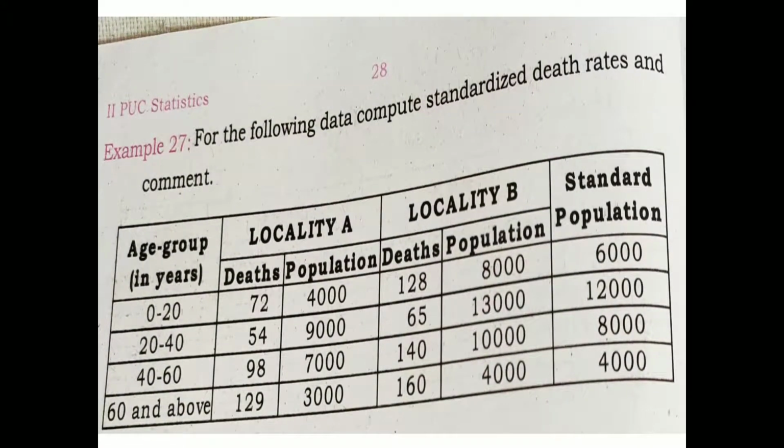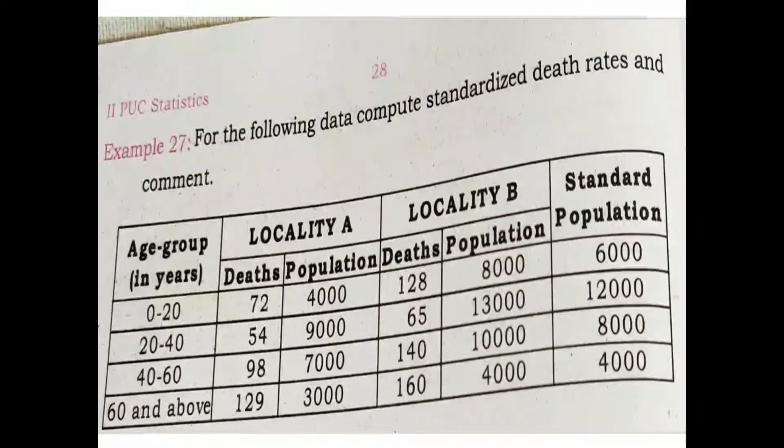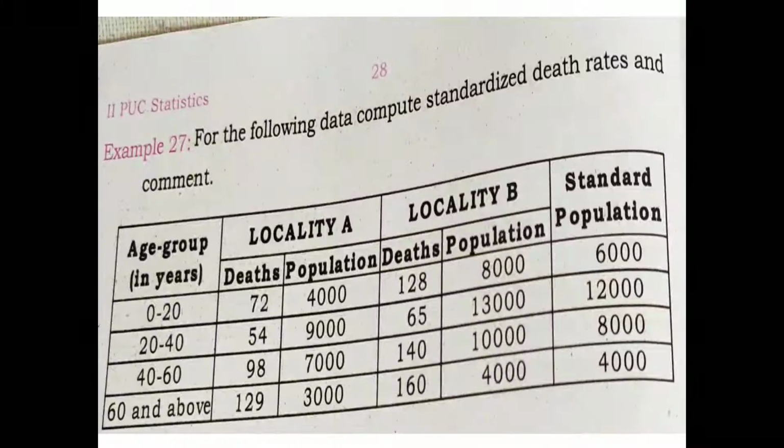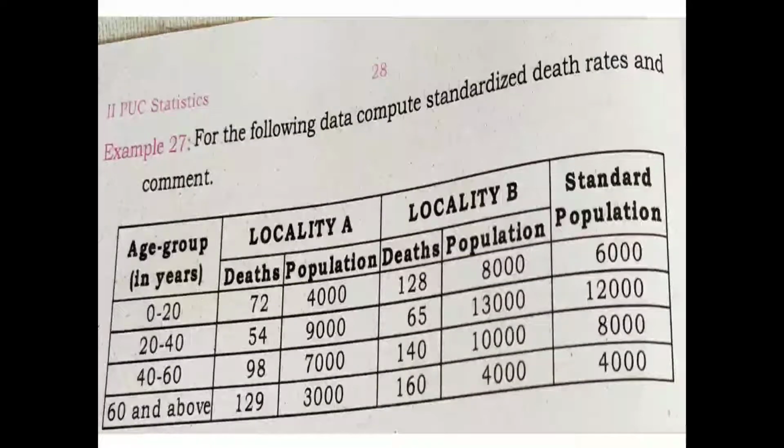Next we shall move on to the next problem. For the following data, compute standardized death rates and comment. They have given locality A, deaths and population, locality B, deaths and population. So you need to calculate a standard population.